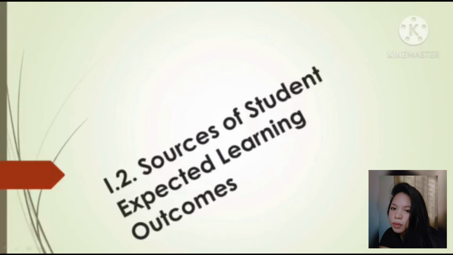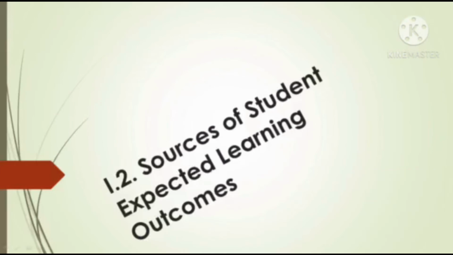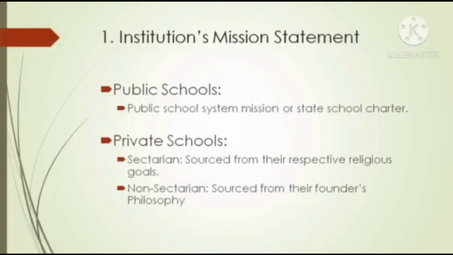Sources of expected student learning outcome. What are the sources of expected student learning outcome? The institution mission statement is a relevant source of student learning expectation. Public schools refer to the public school system mission or state school charter as source of learning outcomes.